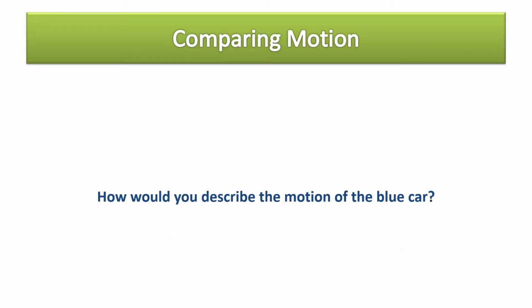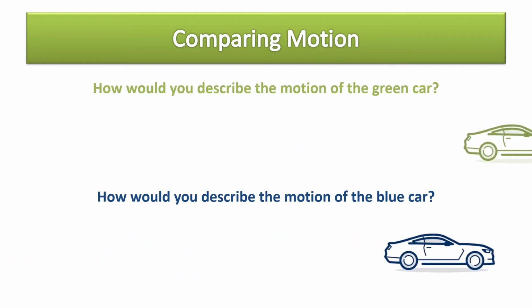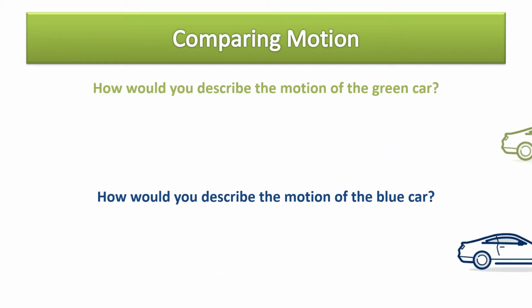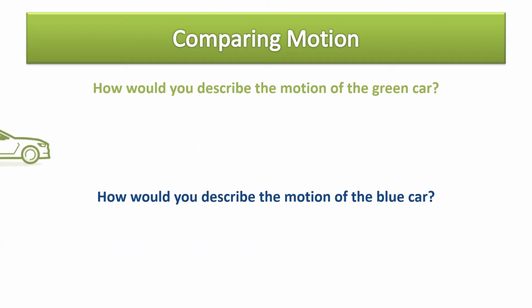Now for this blue car, do you notice a difference? It's still moving to the right, so the direction is the same, but what's happening to the magnitude of the velocity? You might say it's speeding up to the right, and you'd be correct. You might even say it's accelerating to the right, which is also correct. So there's two different motions happening here. The green car is a constant velocity, and the blue car is accelerating. So it's changing its velocity.